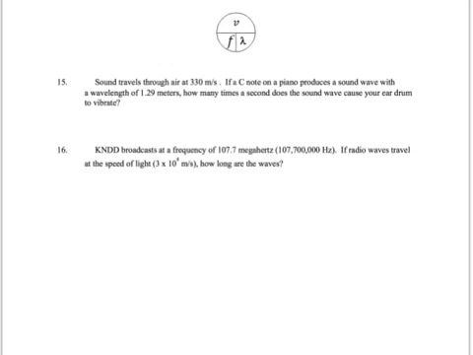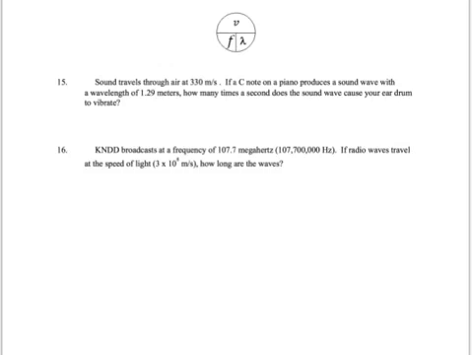Now, radio waves, like other forms of electromagnetic radiation, travel at the speed of light, which is 3 times 10 to the 8th meters per second. Meters per second, that's a velocity. Hertz, that's a frequency. And when I look for the interrogative word, how long are the waves? I'm looking for wavelength. So what I'm going to do is I'm going to divide the velocity by the frequency.